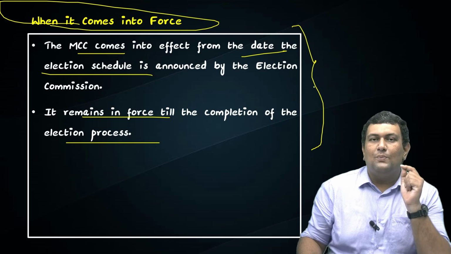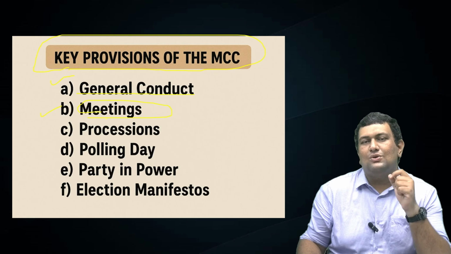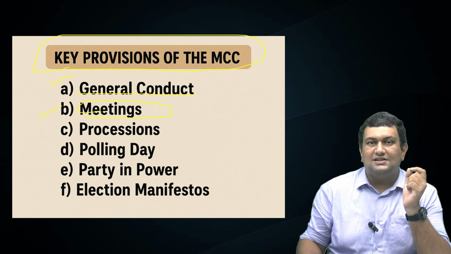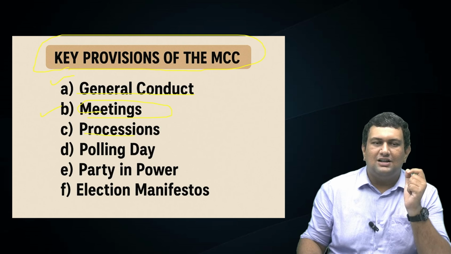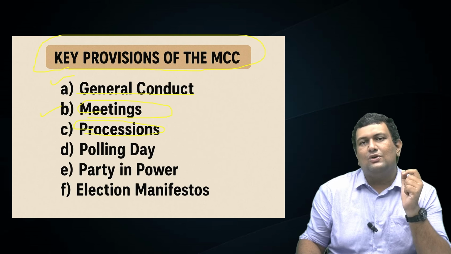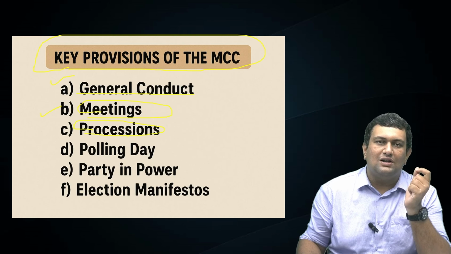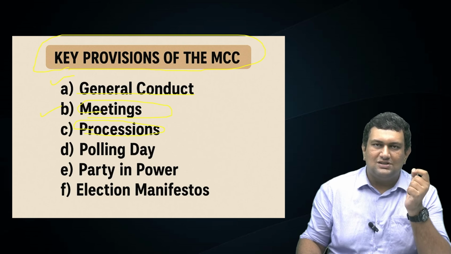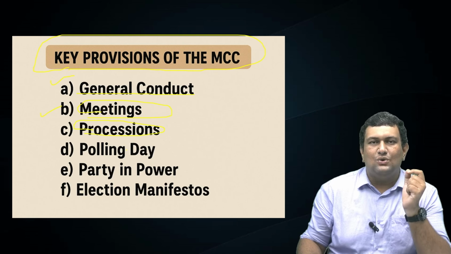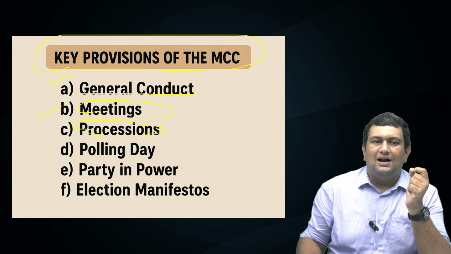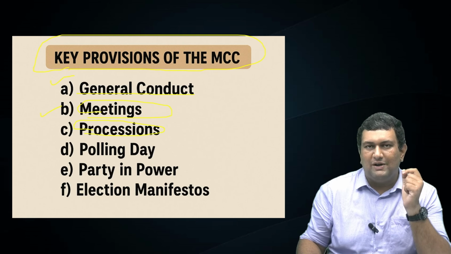The second thing is regarding meetings. Political parties should give prior information to the local authorities about the meetings, time, venue, etc., so that proper arrangements can be made. The main thing is to ensure that the meetings are smooth and there is no issue arising out of it. The third one is regarding the processions. The political parties or the candidates need to inform the local authorities well in advance about the rallies which they might be taking out. The main thing is to ensure that they don't clash with other political parties' rallies, and this is to ensure that law and order is maintained.